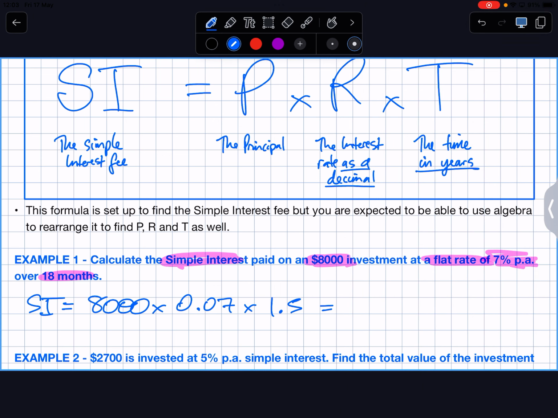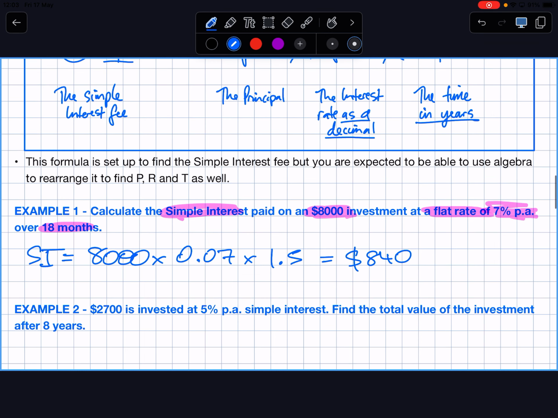So you'd be charged $840 of simple interest on that investment. Move down.